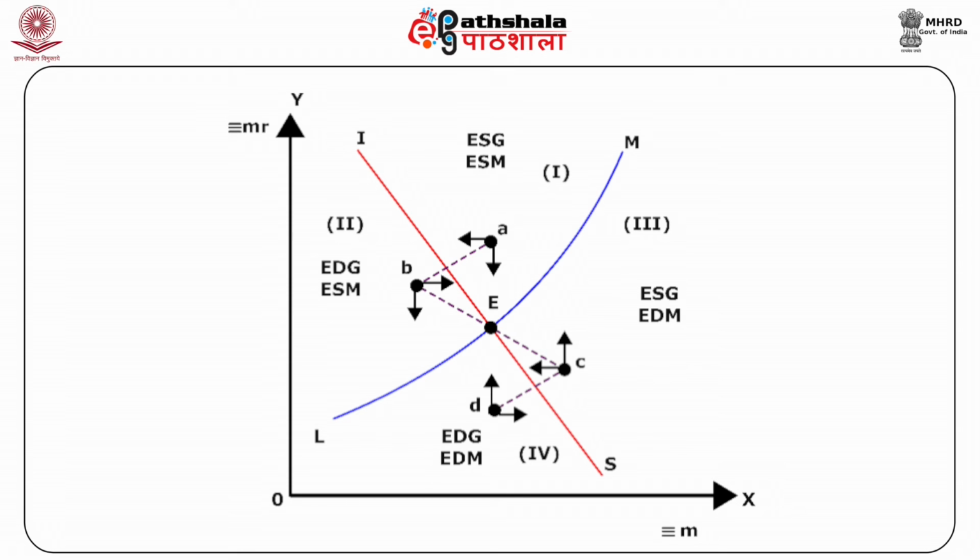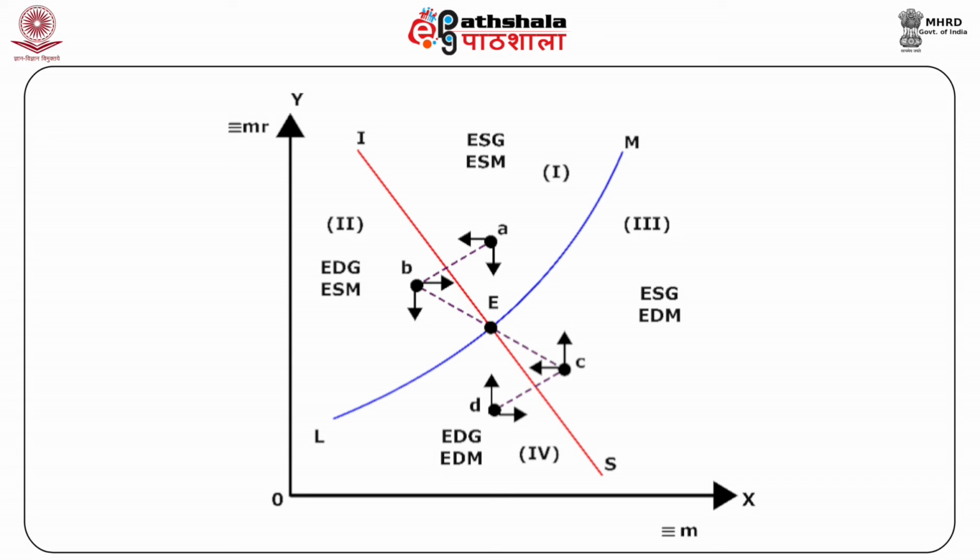So, let us consider one point in the table. Let us consider point A, which is in region Roman 1. If you look at the money market, there is excess supply in the money market, money demand is less than money supply, and this would imply that the rate of interest would fall. At the same point, in the product market, there is excess supply in the goods market, aggregate demand is less than aggregate supply, and hence the income would contract. Similarly, we can look at the other points B, C and D.